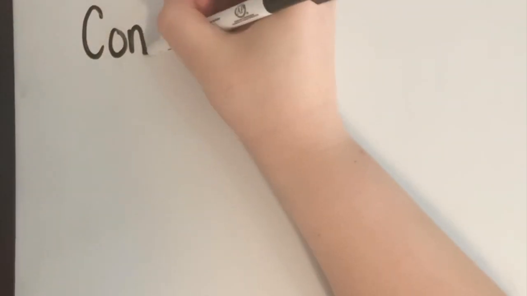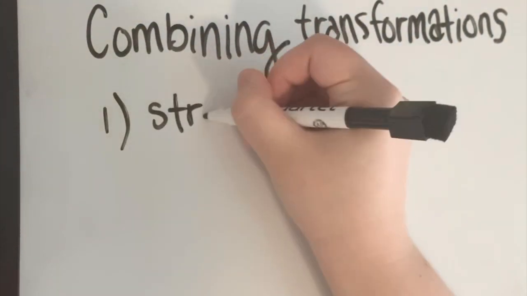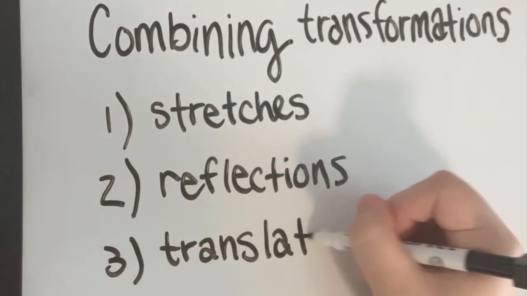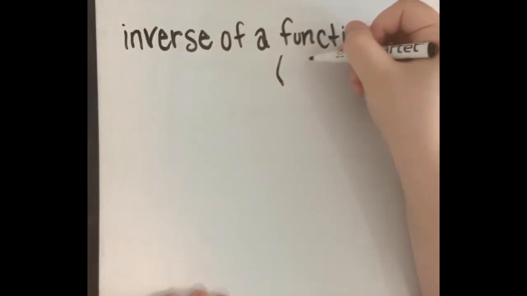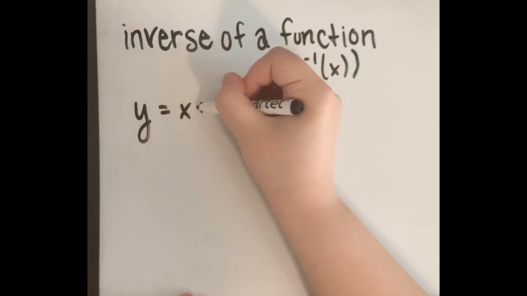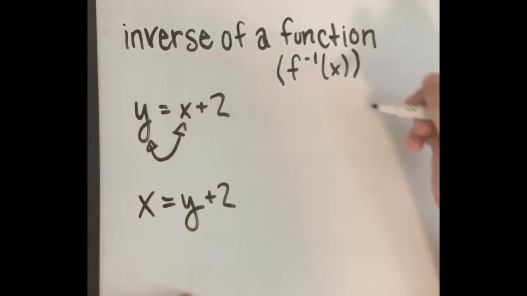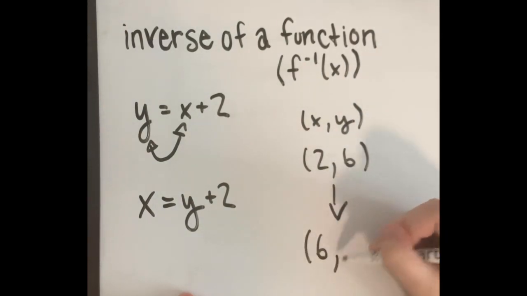In order to get an accurate graph, there's an order you have to apply the transformations. First is stretches, then reflections, and then translations. There's also the inverse of a function, which is basically switching the x and y in the function, and I'll show you how that works. So like here, you switch the x and the y, and you can solve using that way. Then you can also swap the mapping points, like I show you here.